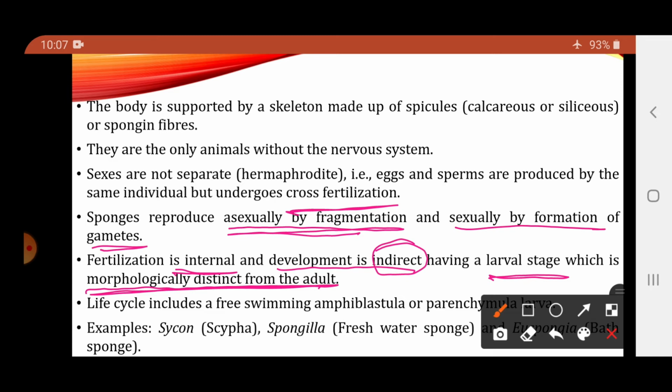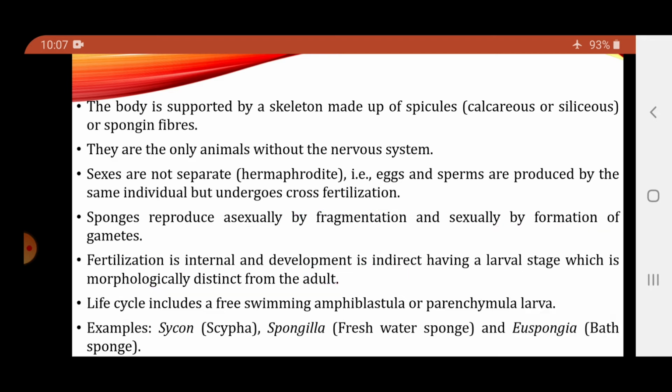सो यहाँ पे इनडायरेक्ट डेवलपमेंट है यानी एडल्ट फॉर्म्स में कन्वर्ट होने से पहले कौन सा फॉर्म आएगा, लार्वल स्टेज. ओके, और ये जो लार्वल होते हैं वो लार्वा का नाम क्या है. सो द लाइफ साइकिल इंक्लूड्स फ्री स्विमिंग. फ्री स्विमिंग यानी लार्वा कैन स्विम इन द वाटर और दैट लार्वा इज कॉल्ड एज एम्फीब्लास्टुला लार्वा और ऑल्सो कॉल्ड एज द पेरेनकाइम्यूला लार्वा. सो द डेवलपमेंट इज इनडायरेक्ट, दैट इज larval stage is there. And which type of larva are formed? Amphiblastula larva or parenchymula larva.